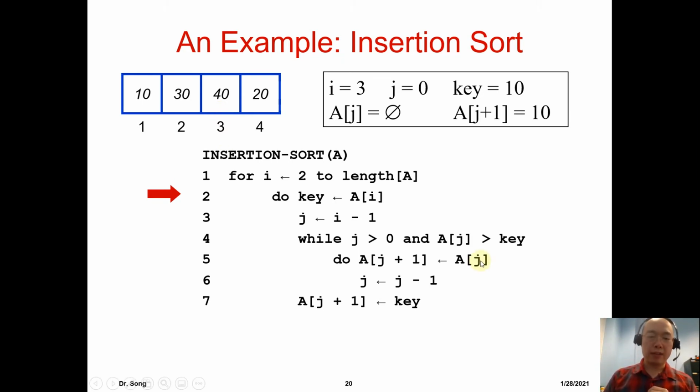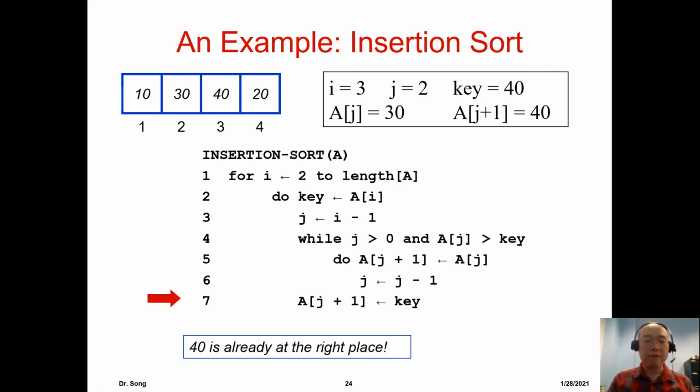Okay, how do we do that? We have the key at 40. Then j equals i minus 1, so j will be 2. Let's check this condition. This condition is j greater than 0. That is true because j is 2. And then A[j] greater than the key. A[j] is 30. Is A[j] greater than the key, 40? Nope, that's not true. So this condition on line 4 is not true, and we skip the entire iteration and go to line 7.